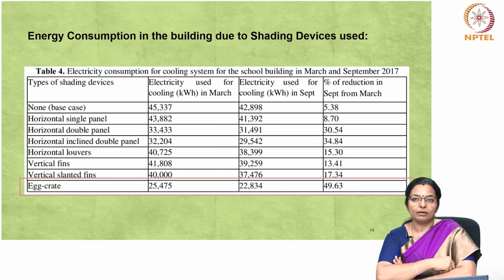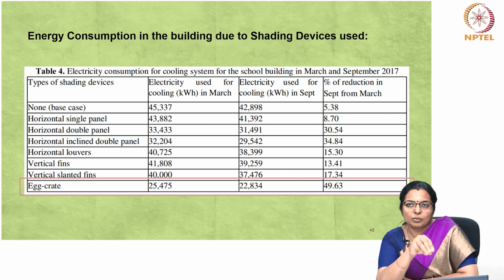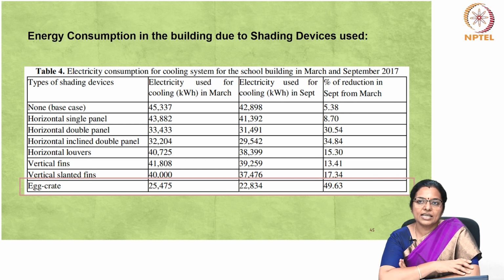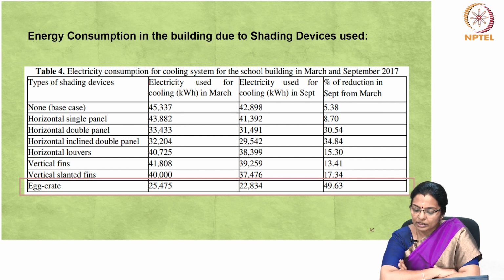So, in this table, after analysis, it is seen that when we look at the comparative analysis of cooling energy consumption, this was supposed to be a school building, the study was done on a school building in March and September. It highlights the efficacy of different shading devices. In March, the egg crate shading device stands out as the most effective, reducing cooling energy consumption from about 45,000 kilowatt hour to 25,000 odd kilowatt hour, resulting in savings of about 20,000 kilowatt hour.